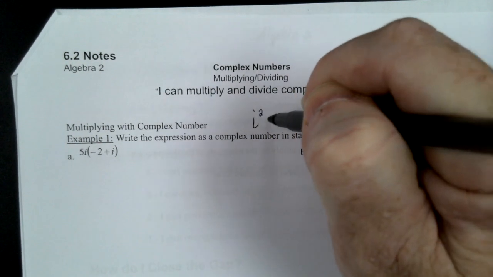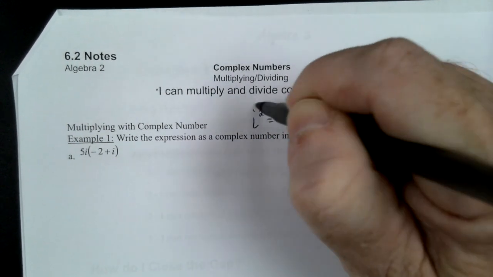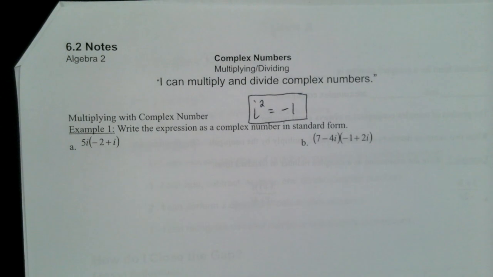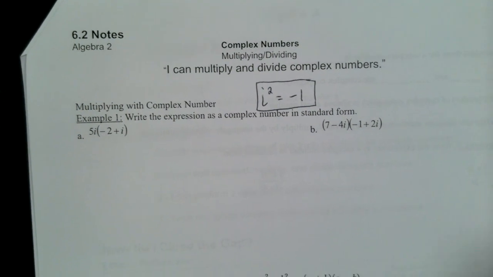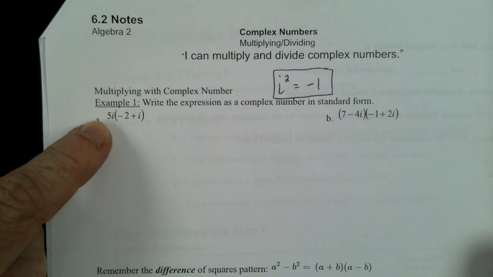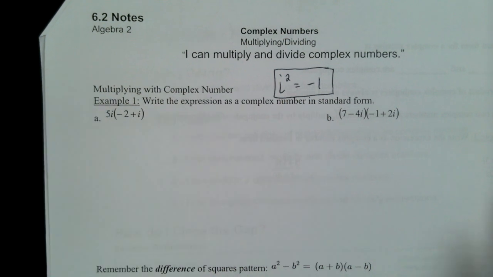Okay, multiplying. Let's first start with what we learned yesterday. i squared is equivalent to -1. So that is, first of all, extremely important for this entire lesson. Multiplying is really just what we already know from Algebra 1. When we have a number outside, remember we think of i just as a variable, we are going to distribute.